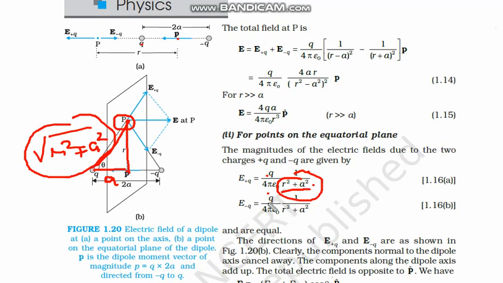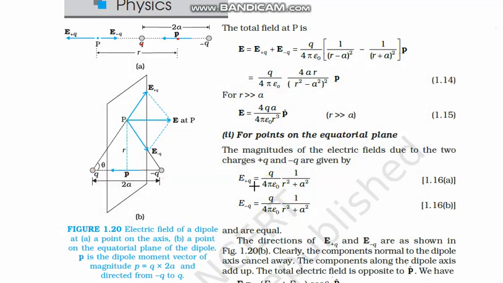Similarly for the negative charge, first we are going to calculate only the magnitude. So the charge is again q, the constant is 1 by 4 pi epsilon naught, and the distance is r square plus a square. So if we see this, both the electric fields are the same in magnitude. One is q upon 4 pi epsilon naught, 1 upon r square plus a square, and the other one is the same. So both the electric fields are equal. Now the directions of E positive q and E negative q are shown in figure 1.20b.